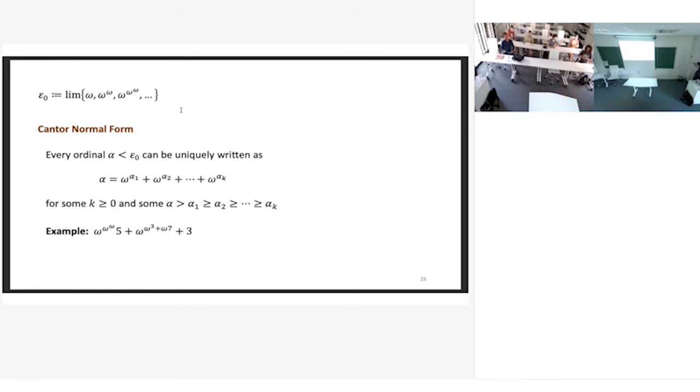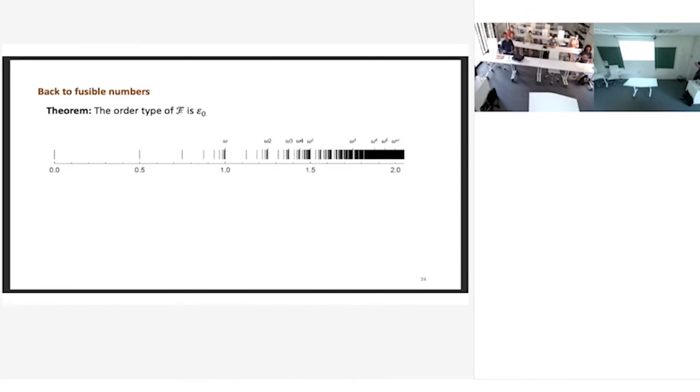Okay. So then, we prove that the order type of the fusible numbers is epsilon 0. We know the fusible numbers is a well-ordered set, so it must have an order type. We just gave an easy proof that it's well-ordered. So it has to have an order type, but we have absolutely no clue what the order type is. So you have to work harder in order to prove that the order type is in fact epsilon 0.